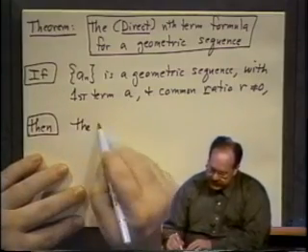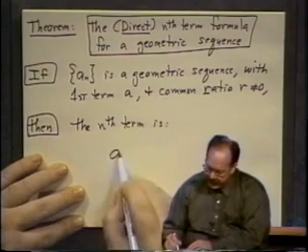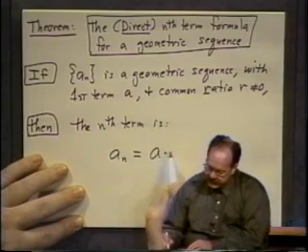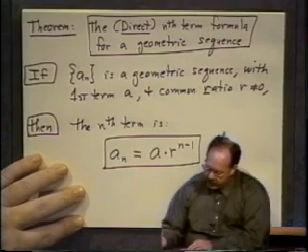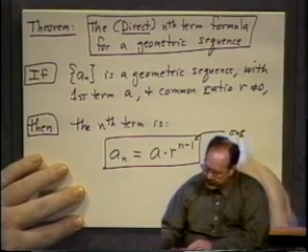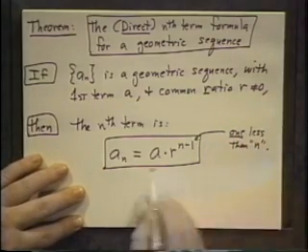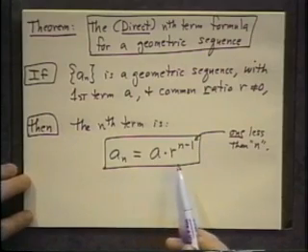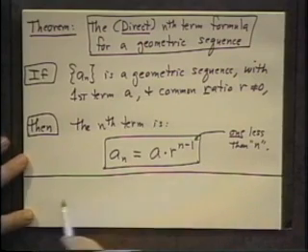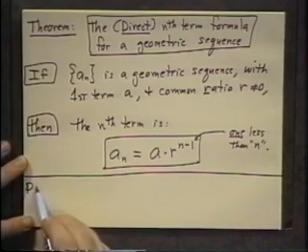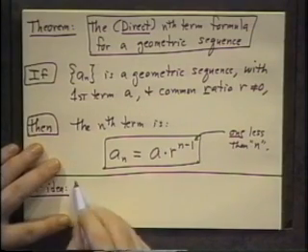Well, you may be able to guess it based on what we've already seen. The nth term is a sub n equals a times r to the n minus 1 power. Please note that this power is 1 less than n, which is the term you're looking at. So in the nth term, it's a times r to the n minus 1. Well, where does this come from, and why is this in this form? Well, I won't do the whole proof, but I'll give you the proof idea, because it's easy to remember.